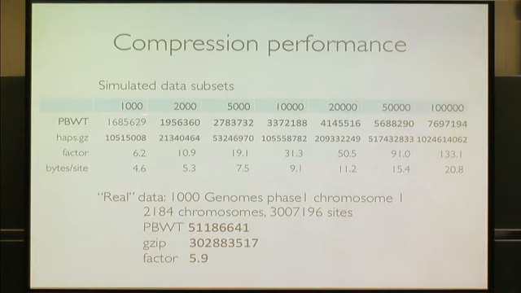And so that compression, of course, gets better the bigger the data set is. As you go from 1,000 up to 100,000, the compression improves. And on real data, you also get compression 6-fold better than gzip on 2,000 chromosomes, and we've now done this with 15,000 chromosomes. It's again, even better. It's not quite as good as the theoretical model, but it's substantially 10-fold better or so.